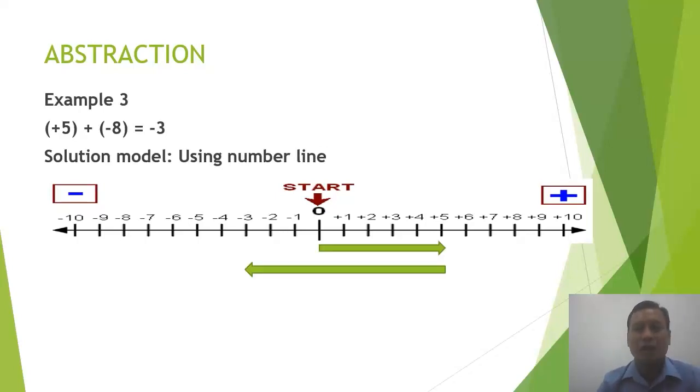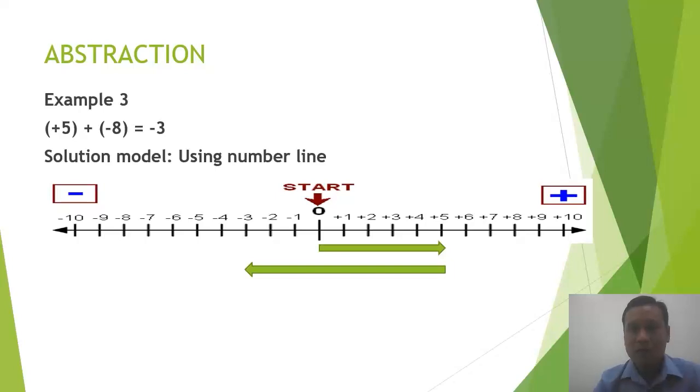Okay, here it is. We start with positive 5. We start with 0, so count 5 units since that is positive. So count 5 units moving to the right. 1, 2, 3, 4, and 5. So that is positive 5. Then add negative 8.